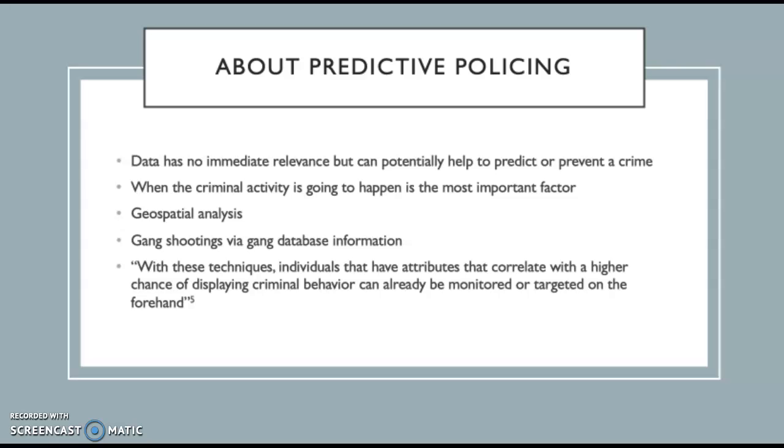And then the quote at the bottom says, with these techniques, individuals that have attributes that correlate with a higher chance of displaying criminal behavior can already be monitored or targeted. So we're already looking for the crime before it happens, which essentially is the goal for no crime to occur anyway.